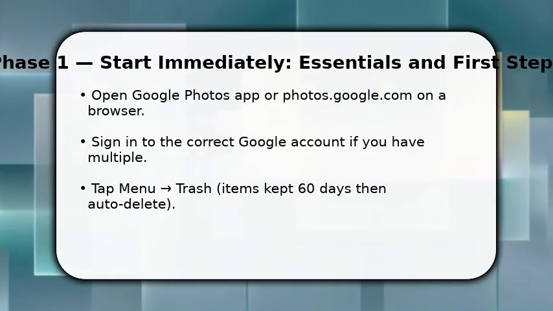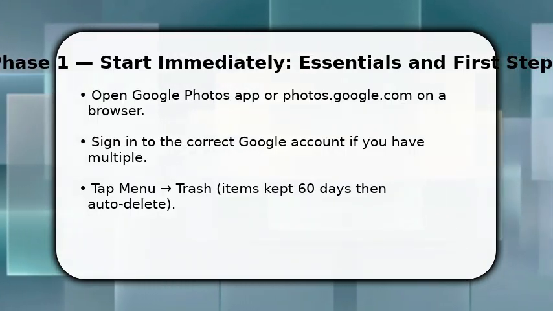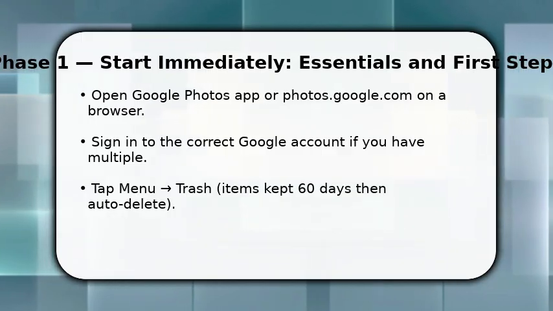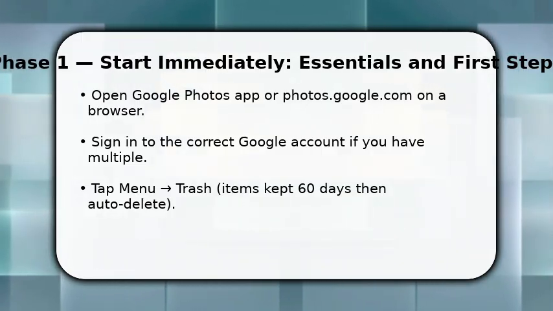Now scan the list quickly. Items show a preview and deletion date. Use this to decide what you'll permanently remove versus what you might restore.